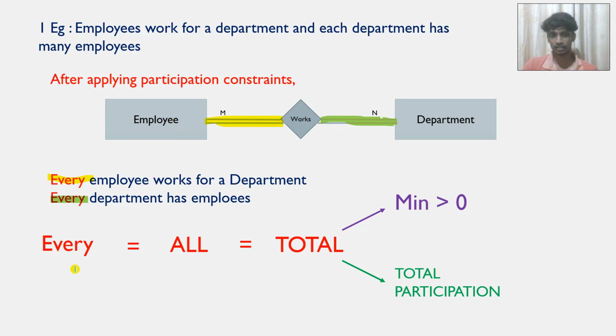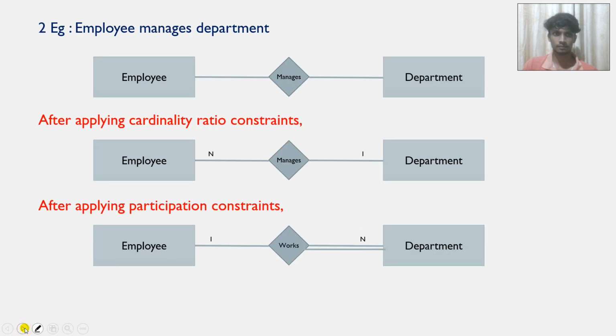So basically remember, every means all means total. The min value is not 0, maybe 1, maybe 2, maybe the maximum value. Total is not 0, so it is existing total value. It is known as total participation. I think it's more clear right now. That is basically everything that you should know about total participation.